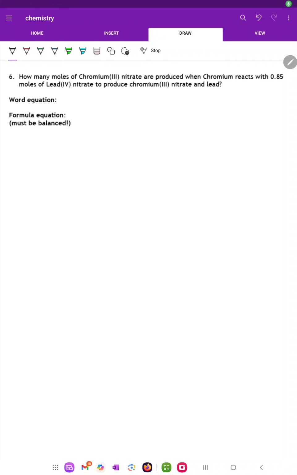Problem with this homework assignment today. Let's just run through this. So again, how many moles of chromium 3 nitrate are produced when chromium reacts with 0.85 moles of lead 4 nitrate to produce chromium 3 nitrate and lead?